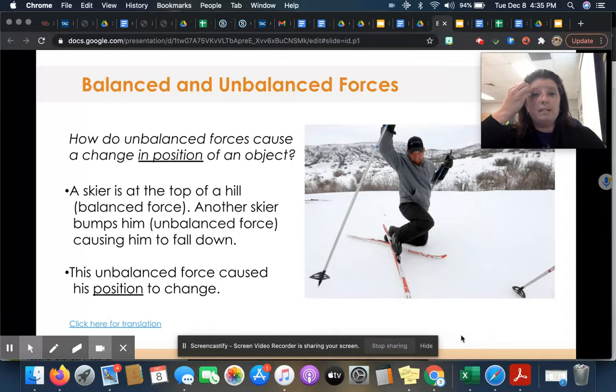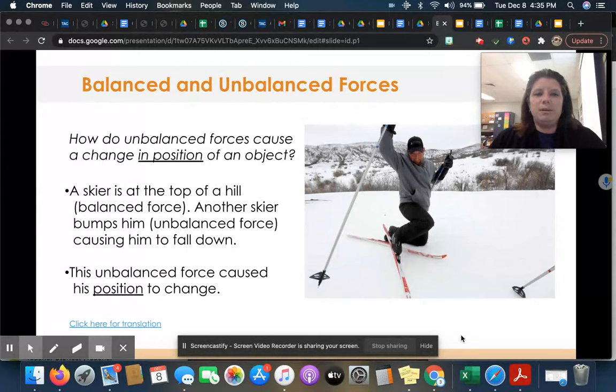So how do unbalanced forces cause a change in position? Well, if it's unbalanced, then the object's going to be able to move. And if the object moves, then it's going to change its position based on that movement.